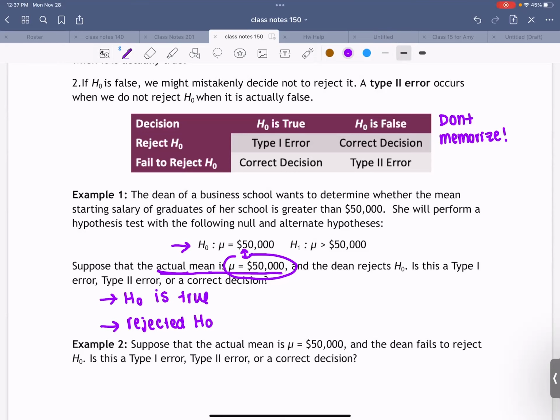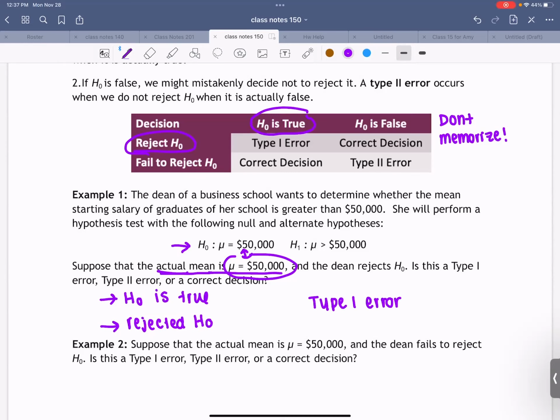What we're going to do is go to our chart. We rejected H0, so we're using that top row. H0 is true, so we're using the first column. Did I make an error? And if so, what type? Type 1, right? I'm using the first row and the first column. So this is a type 1 error. Does that kind of make sense?